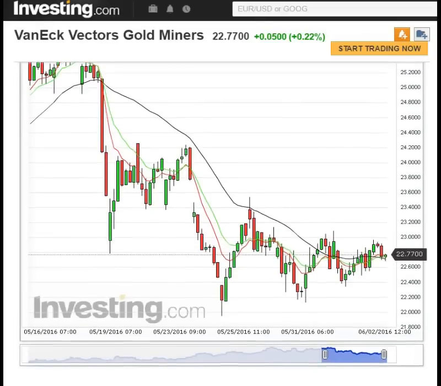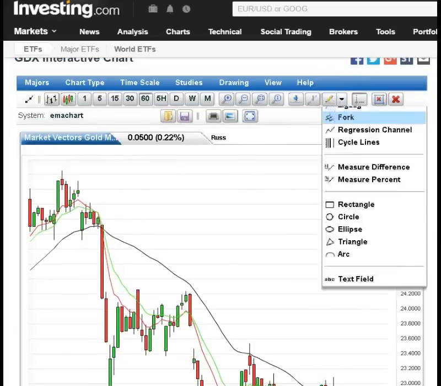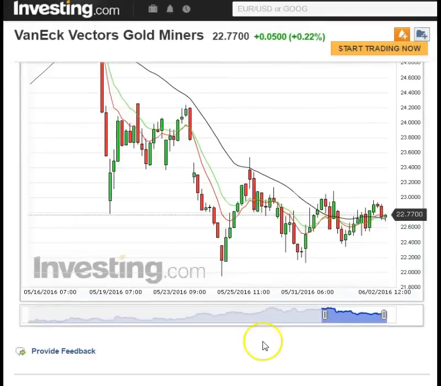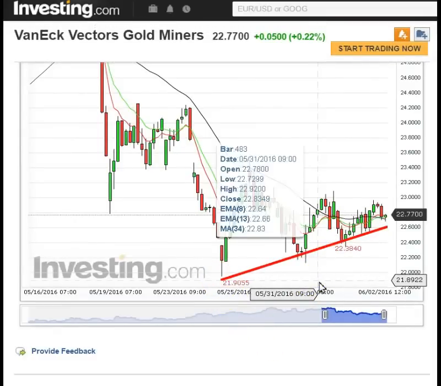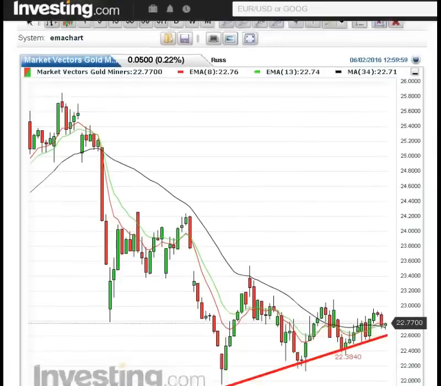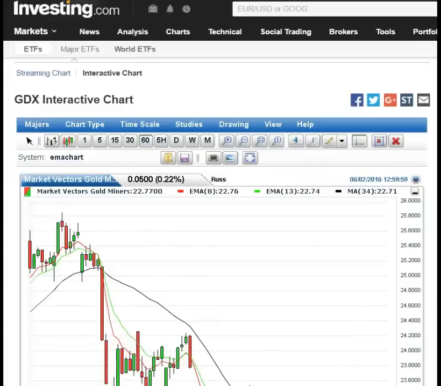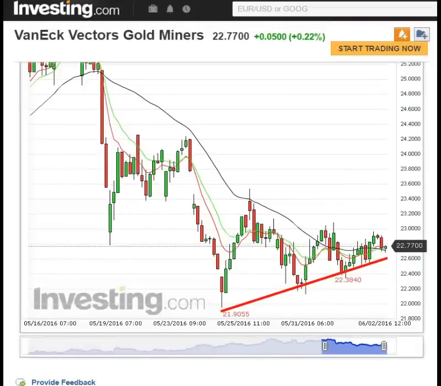We got a high trend line going. Higher lows all the way up. It's consolidation. And we got a downtrend line, which is our trend. And so far we're above that on a 60-minute.